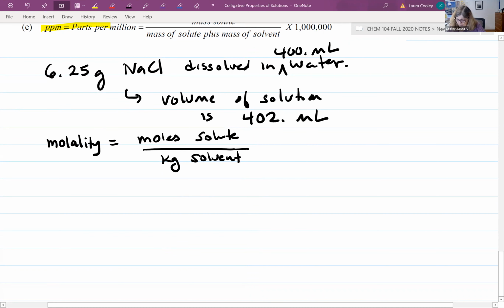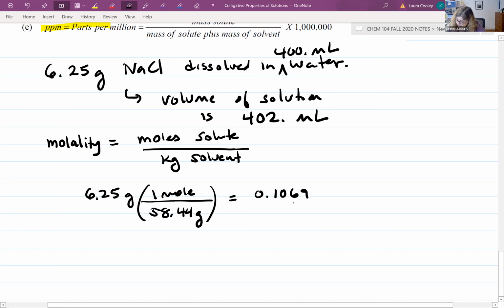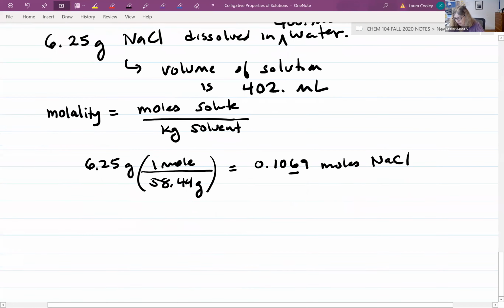So first we have to figure out the moles of the NaCl by converting our grams to moles using the molar mass, which is 58.44, which gives us 0.1069 moles of NaCl. Notice I've underlined the third significant figure, but I like to keep an extra figure until the end of my calculation. All right, so that's the moles.